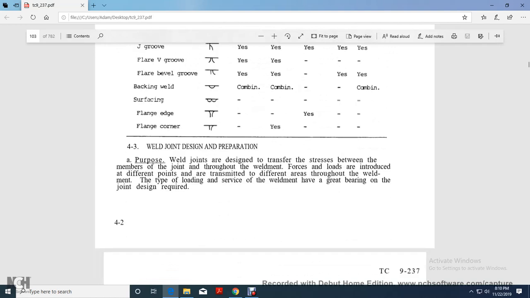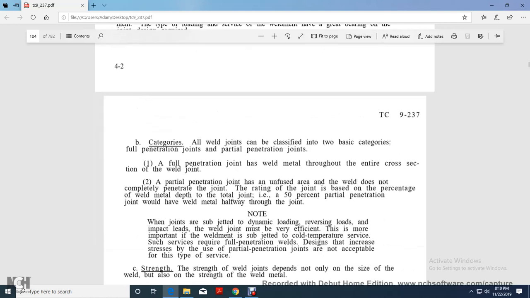All right, weld joint design preparation. The purpose of weld joint design is to transfer stress between the members of the joint throughout the weldment. The force or load is introduced at different points and transmitted in different areas throughout the weldment. The type of loading and the service of the weldment have great bearing on the joint design required.